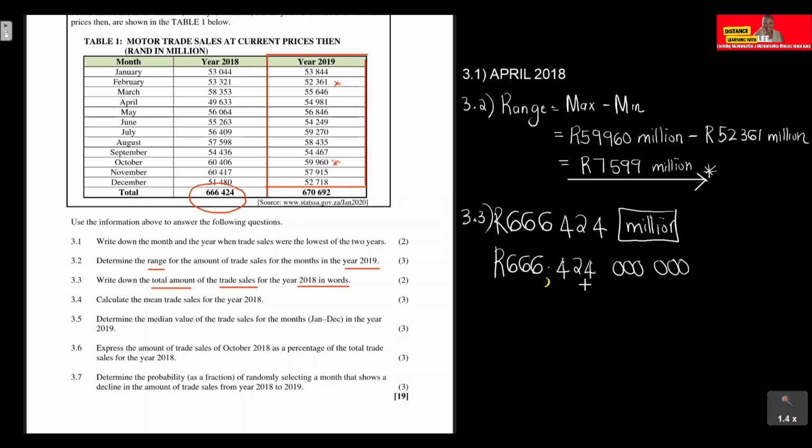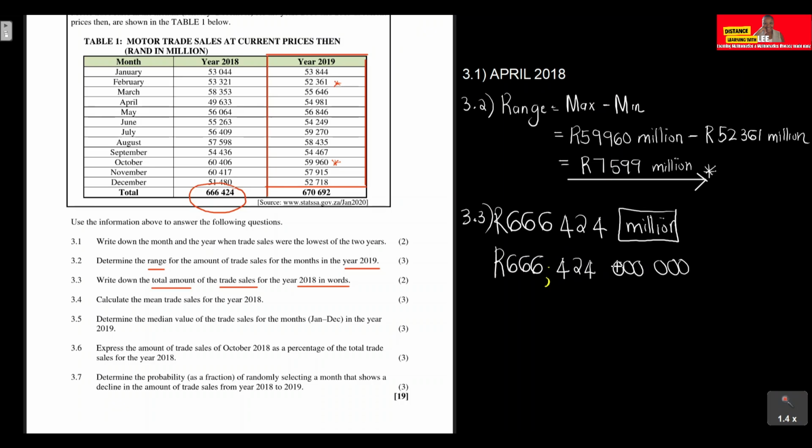424 million. Okay, that is it. That is how we are supposed to write this value in words. So it's 600 because this 6 is in the place value of the 100 billion. So it's 666 billion, 424 million, and we are done.